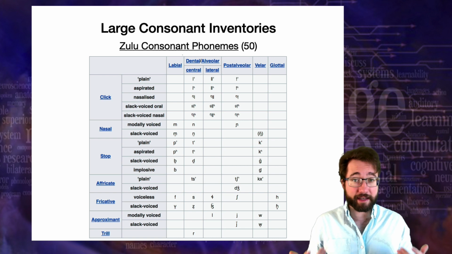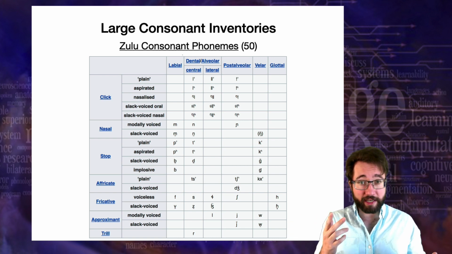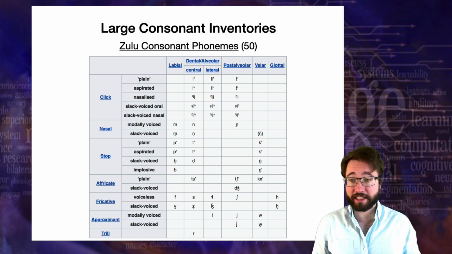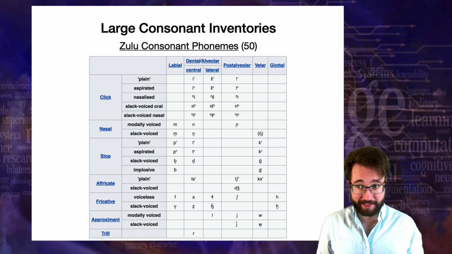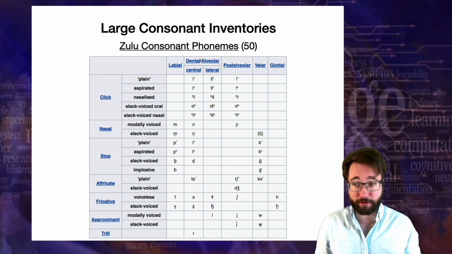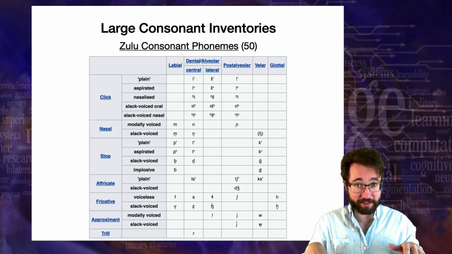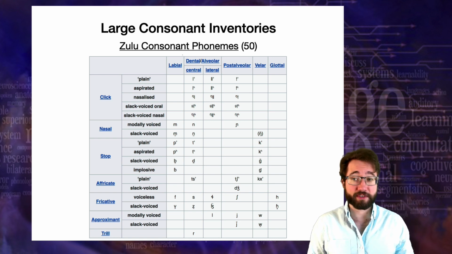We see, again, the systematic structure, except now instead of just a 2-way or a 3-way contrast in terms of voicing, there's actually a 5 or 6-way contrast in terms of whether each consonant is going to be plain or aspirated or slack voiced or implosive and so on. So we have only a few places of articulation crossed with very many different forms of voicing.